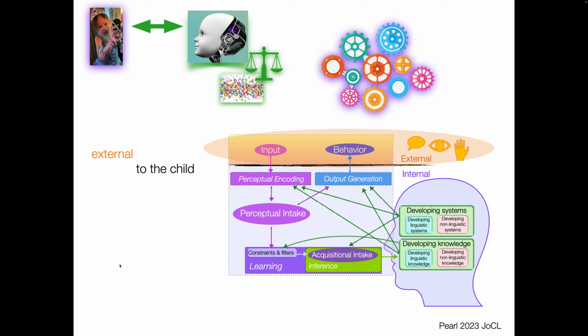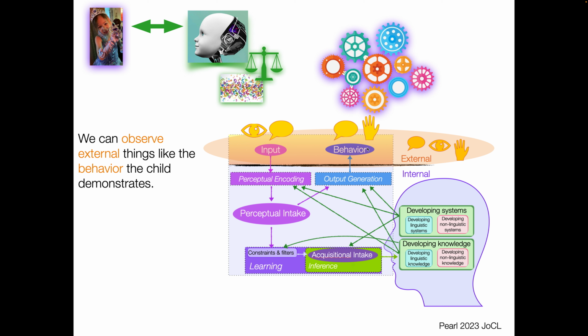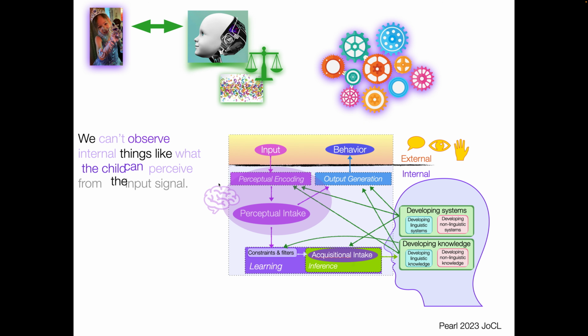So external stuff, we can observe things like what the input signal out there in the world seems to be for the child to learn from. External things like the behavior that the child demonstrates, things the child says, things the child does. We can observe that. That's external. Then there's all the internal stuff that we can't observe directly.